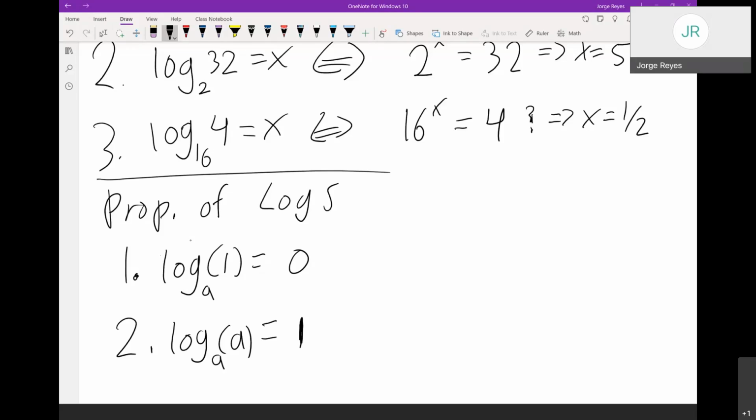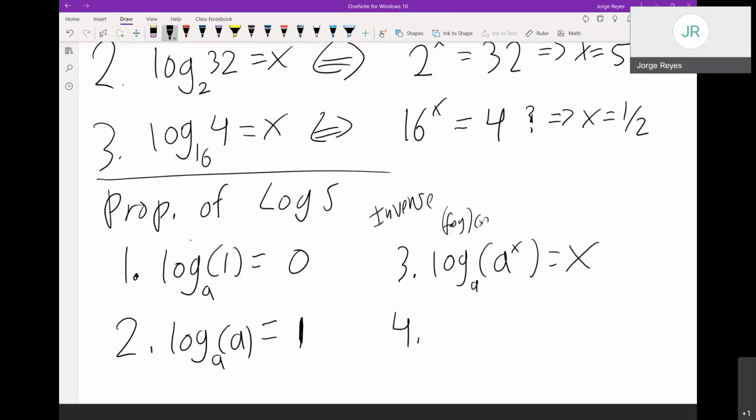And then the other two are the inverse properties. So that means log base a of a to the x kind of cancels because they're inverses. Remember, when you compose inverses, when you do f of g, they should all cancel and you should get x. And that is what happens because these are proper inverses of each other. So when you do f of g and g of f, they both cancel and you get x.